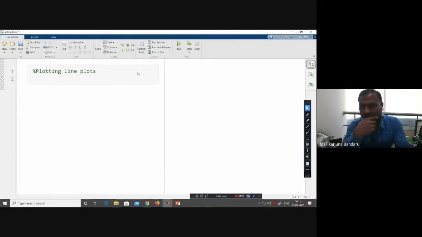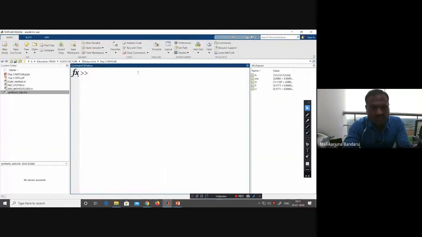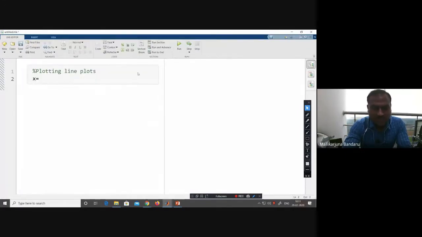So for these, we need certain x values and certain y values. For that, let us take the x value. Suppose x is equal to 0 to 1. This is one way of assigning a vector 0 to 1, or I'll give various forms: 0 to 1, or if you'd like to specify 0, 0.2, 0.4, 0.6, 0.8, and 1. This is one format.